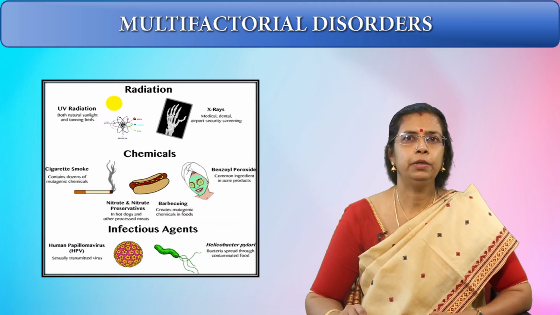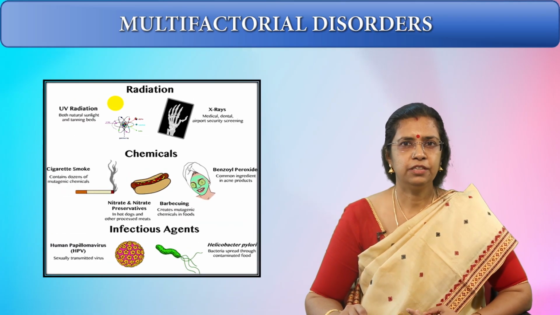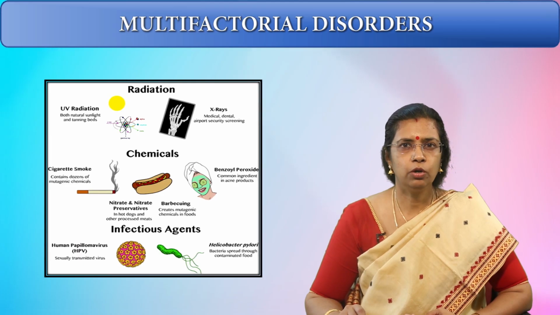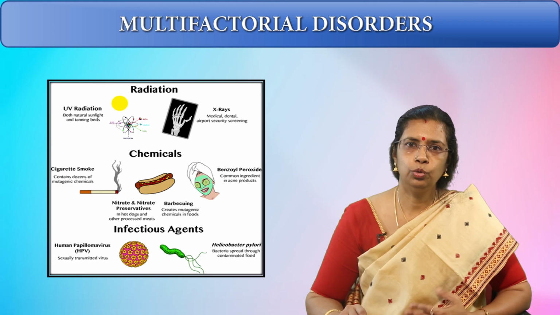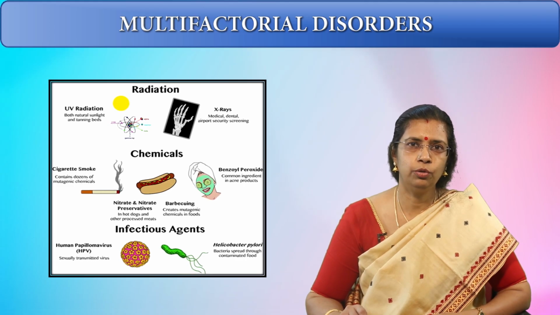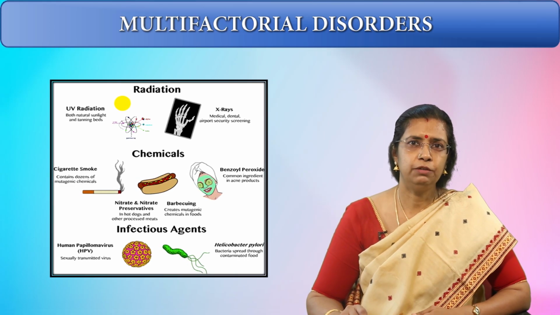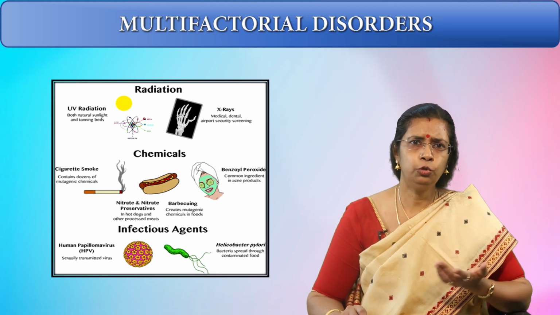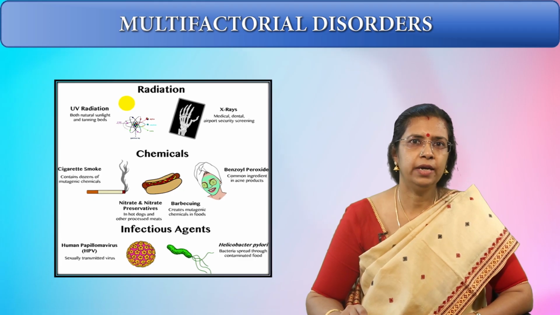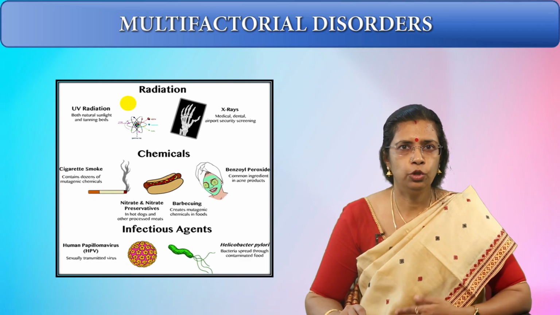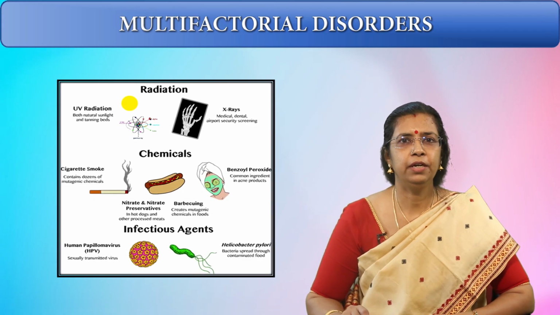Radiation. This could be due to UV radiation, X-rays, or benzoyl peroxide which is applied on the face. Then there could be Helicobacter pylori, a bacterial agent, which are infectious agents. It could be due to HPV, the human papilloma virus, cigarette smoke and so on. Also certain barbecuing agents and nitrate and nitrite preservatives. All these can bring about mutagenic effects.